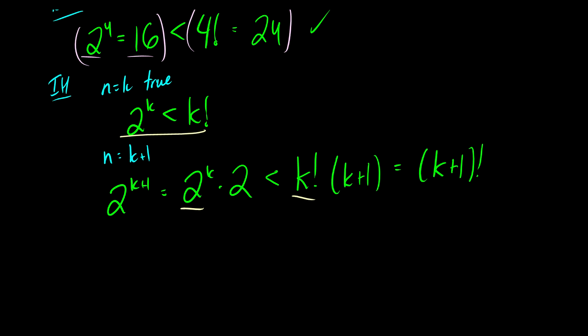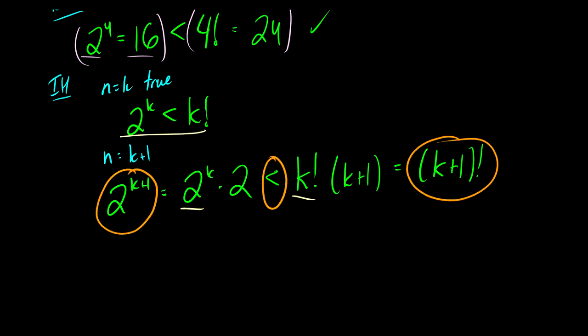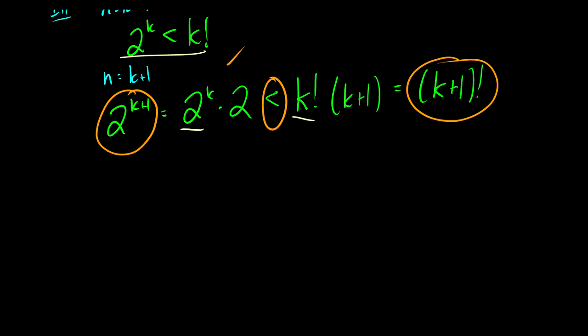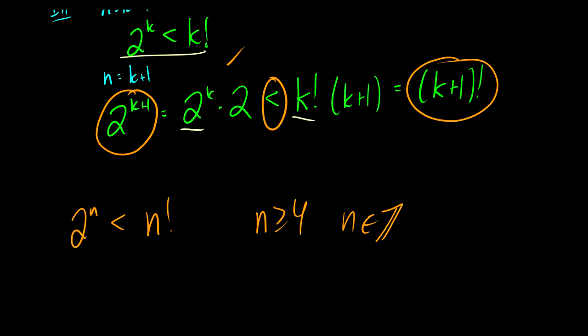So we've proven here that our 2 to the k plus 1 is less than k plus 1 factorial. So we've proven our inductive step. So now because the base case and the inductive step are true, we know that 2 to the n is less than n factorial for n greater than or equal to 4, where n is in the positive integers. So that was mathematical induction.